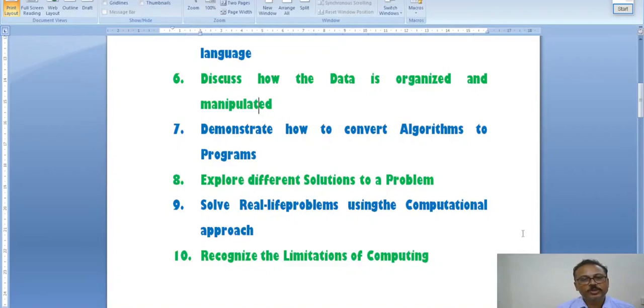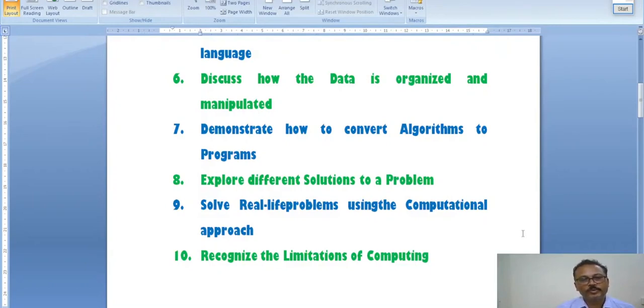Explore different solutions to a problem. Any problem will have multiple solutions actually. We'll be exploring these multiple solutions to a problem. So we have to explore and choose the best one.